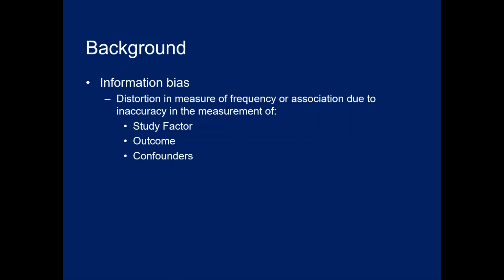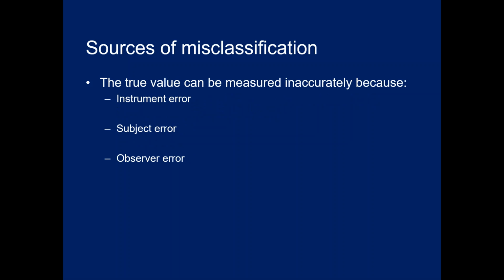And this distortion could be due to an inaccuracy in the way we measured the study factor, the outcome, or the confounders. And just to be clear, we could also have measured all three slightly wrong, and that means that the results could be biased. Okay, so where does this bias come from? Well, we deviate from the true value because of a number of sources, and often you'll see it divided into these three, and that is instrument error, subject error, and observer error.